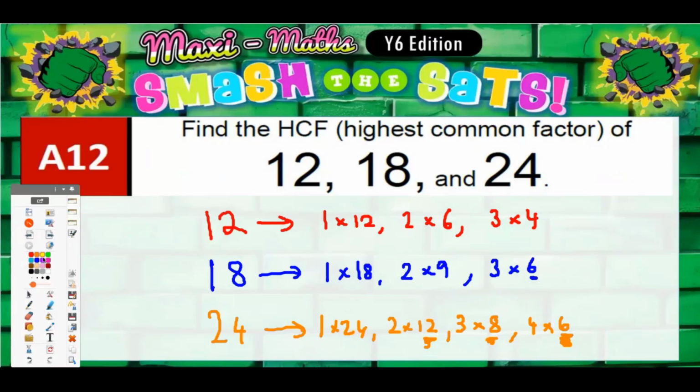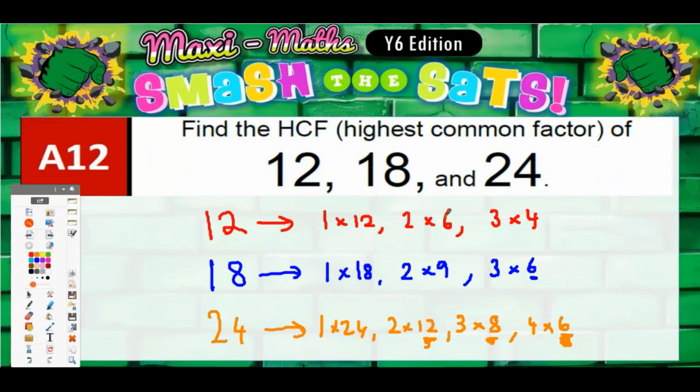So what we're looking for now is the highest number that is common to all 3 lists. So we're looking for a number that's in all 3 lists. So we look at the first 2 lists. Well, 2's in those lists, but is there a higher one? 3's in those lists, but is there a higher one? So 3's a common factor.